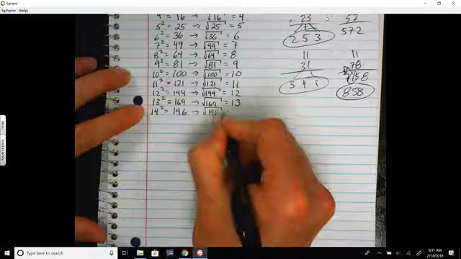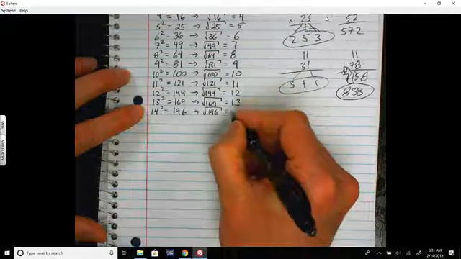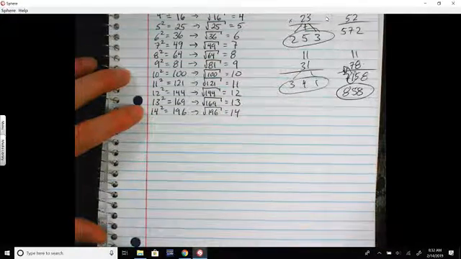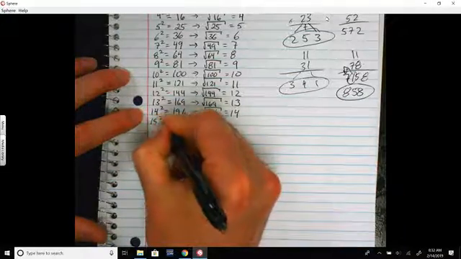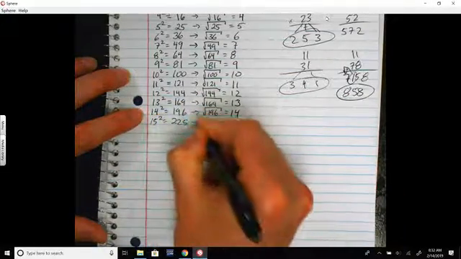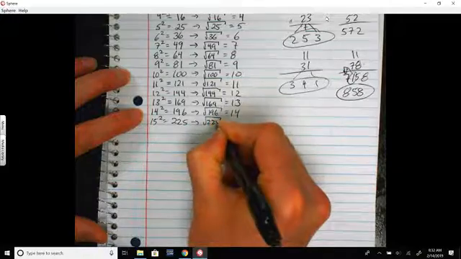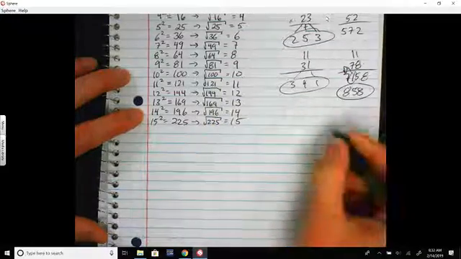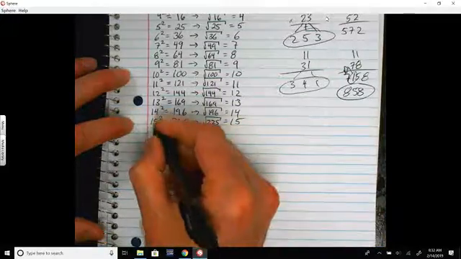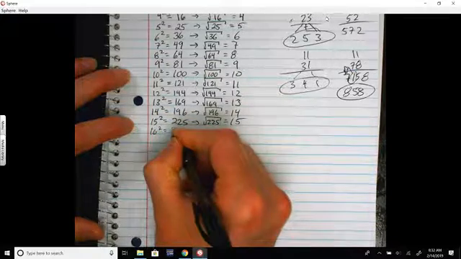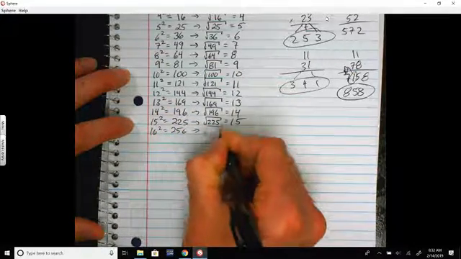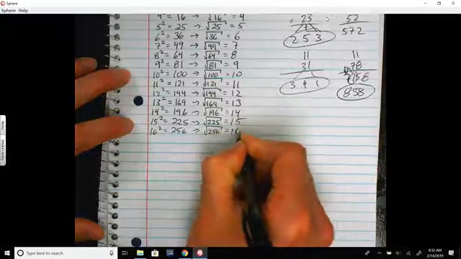So the square root of 196 is 14. 15 squared is 225. Square root of 225 is 15. 16 squared is 256. That equals 256.